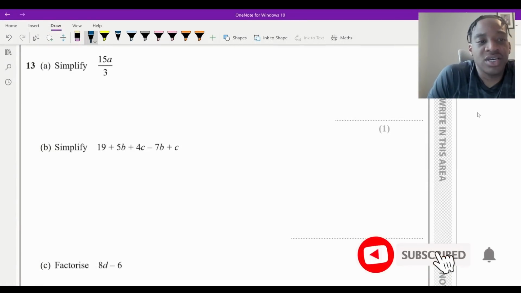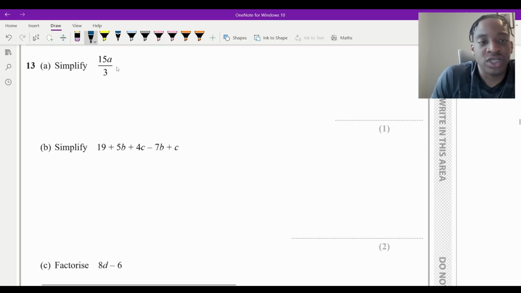Okay, so question 13 says we need to simplify 15a divided by 3. Now, the way you simplify algebraic expressions is you kind of ignore the letter in this case.